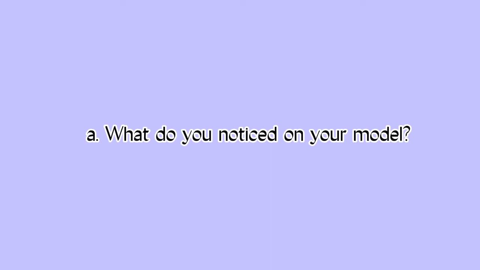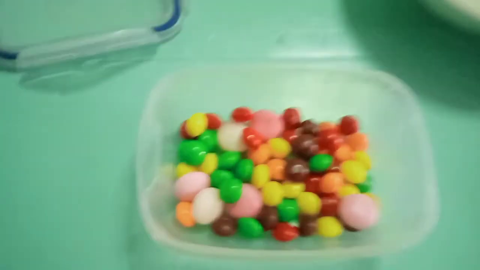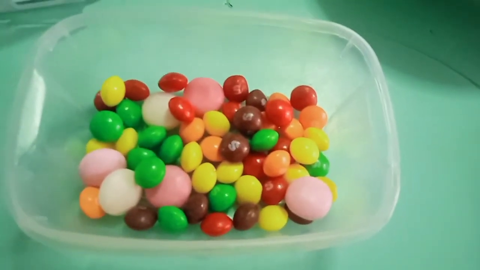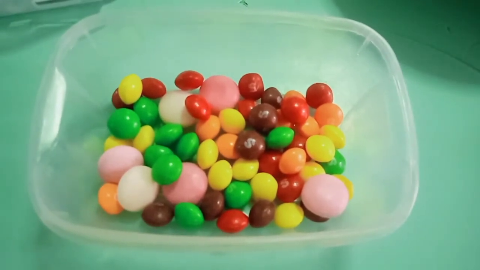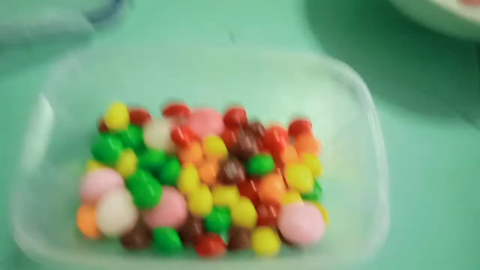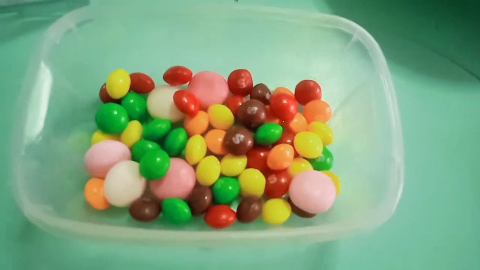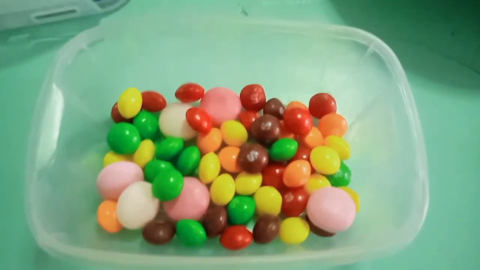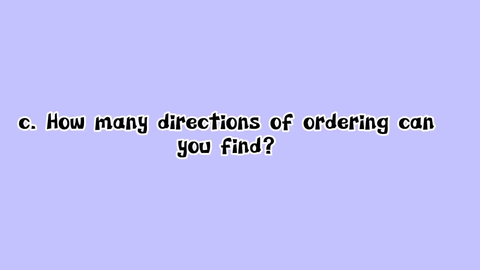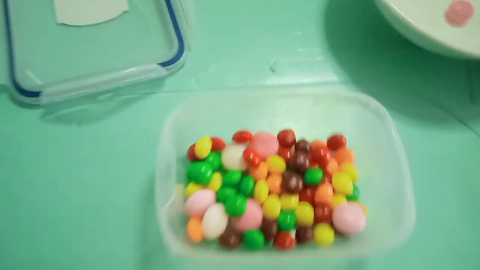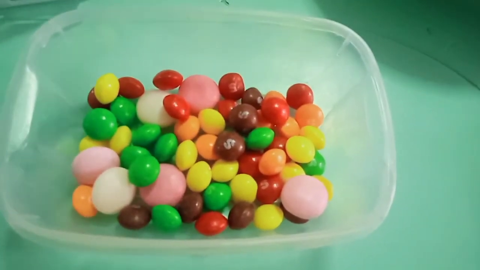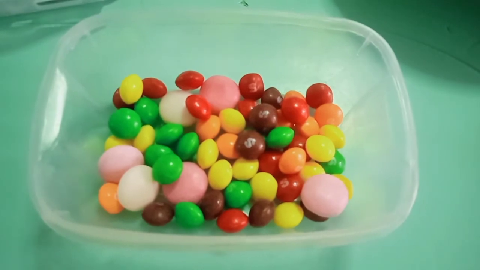What do you notice on your model? I noticed on my model that the arrangement of candies is not in order. What type of solid was shown by your model? The type of solid shown by my model is amorphous solid. How many directions of ordering can you find? I can find more than 20 orderings.